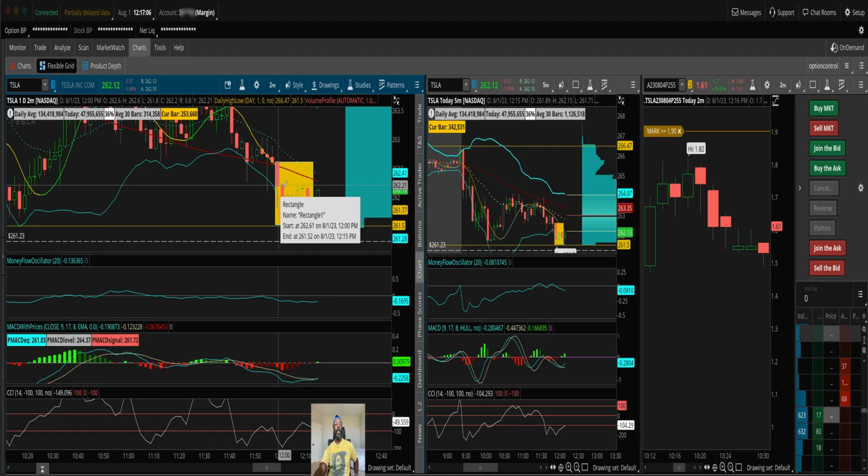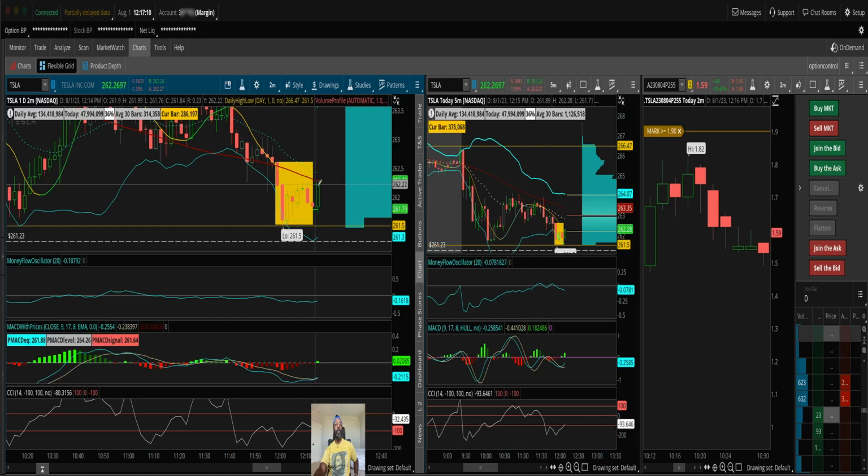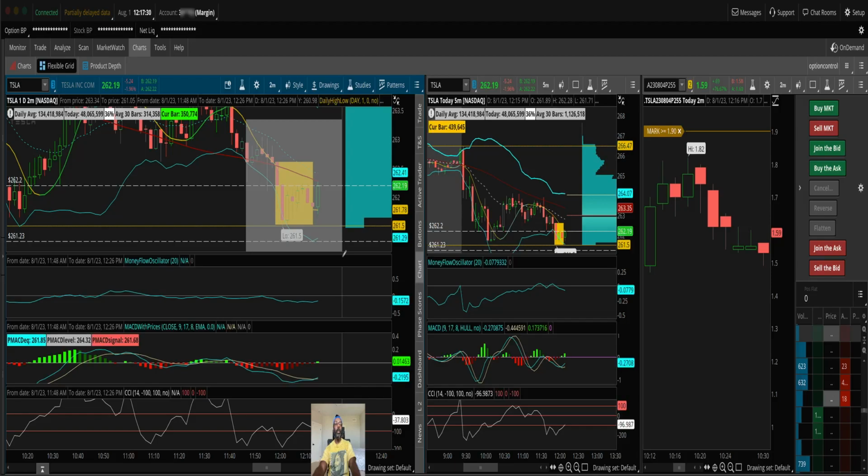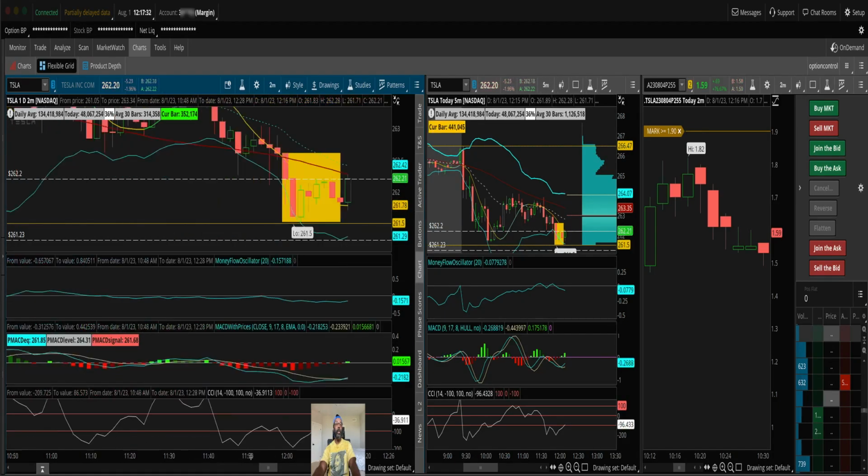So this close right here, that's the open, that's the close. I touched it a couple times. 262.20. So this volatility band now, you can see it, it just cupped from flat to turning up. Let me bring this a little bit closer to your attention here.